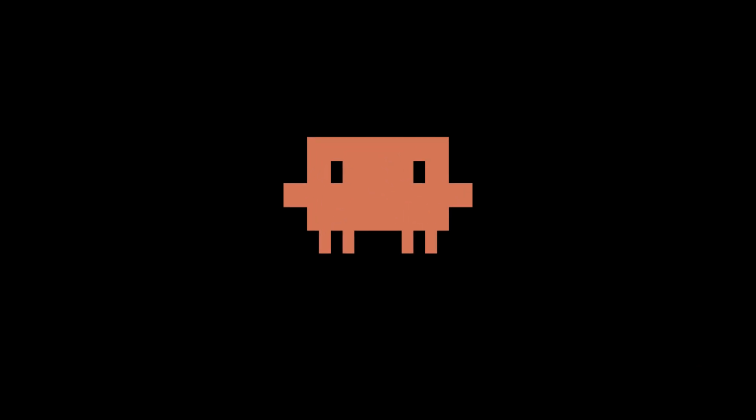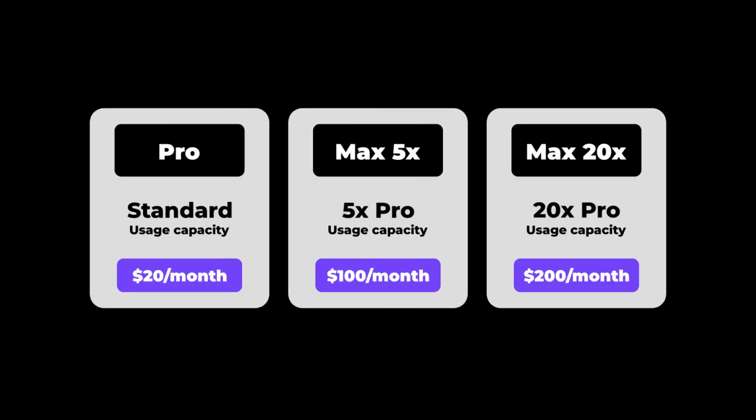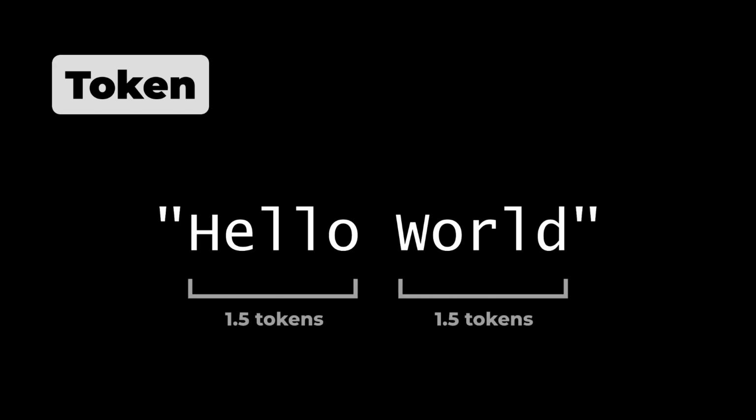Before we start fully using Claude Code, it's important to understand that there are limits when it comes to the usage. So we're going to take a minute or two to see how it works. Depending on your plan, you have a different token limit, and a token is basically a way to measure how much you consume. On average, you use about 1.5 tokens per word. So a sentence like hello world costs around 3 tokens.